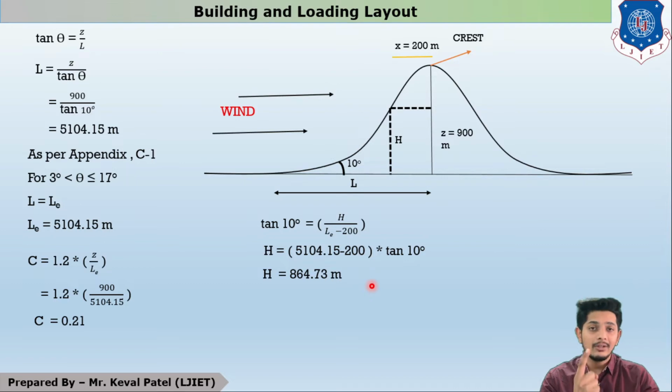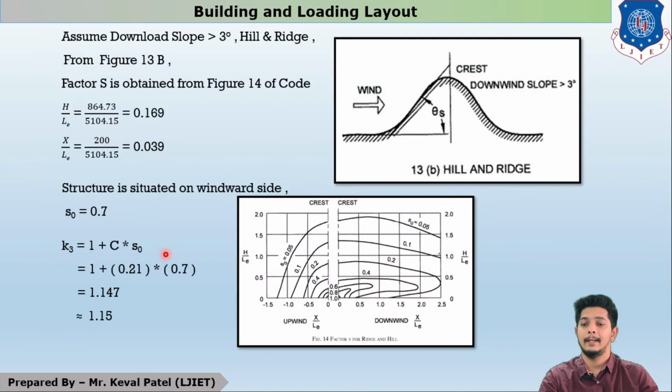Now I have H and L both as well as Z. So I can go for finding out C. The C formula is given in Appendix C only, that is 1.2 Z by Le. So putting Z and Le value, I will get C as 0.21. It is somewhat complicated, but it is simple if you practice once. Let us move to the next slide.